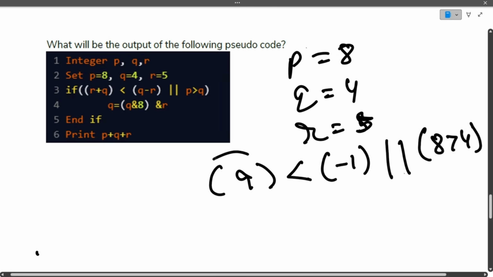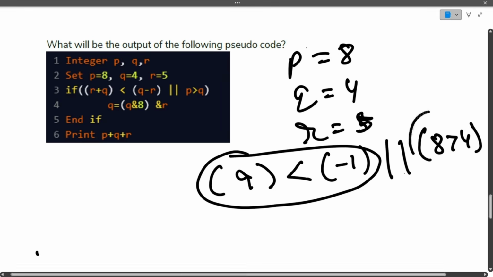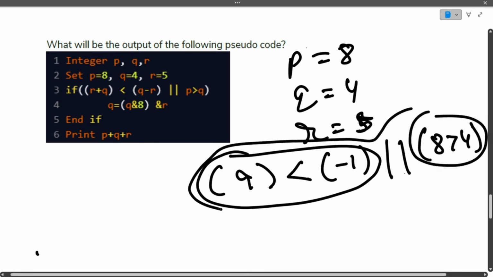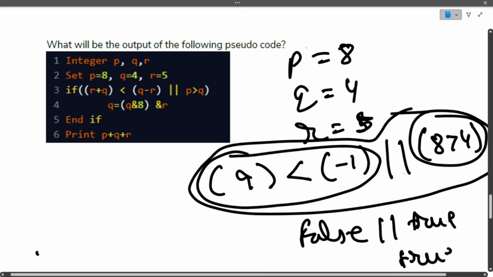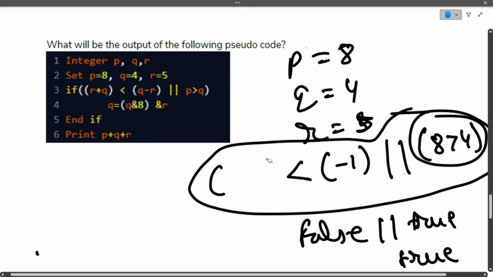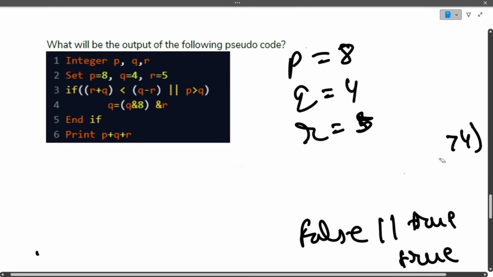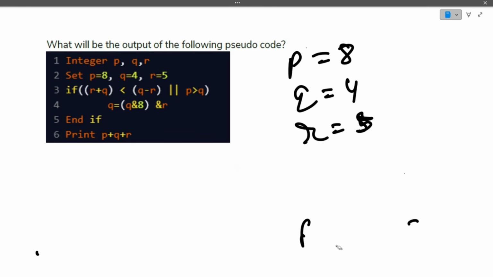So we will solve first this operation, then this operation, and then due to the precedence we will solve this entire thing. So 9 is less than minus 1, that is false, or 8 is greater than 4, that is true. So in the end, false or true gives true only. Okay, so now this if condition is successful, which means that we will go inside this if condition.